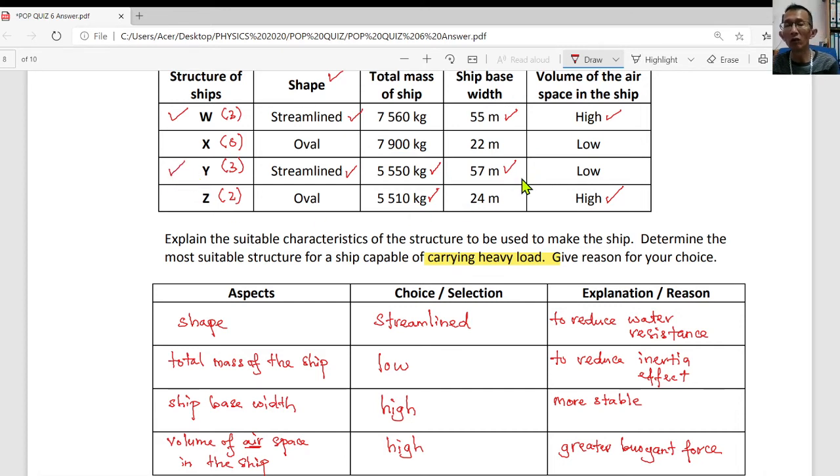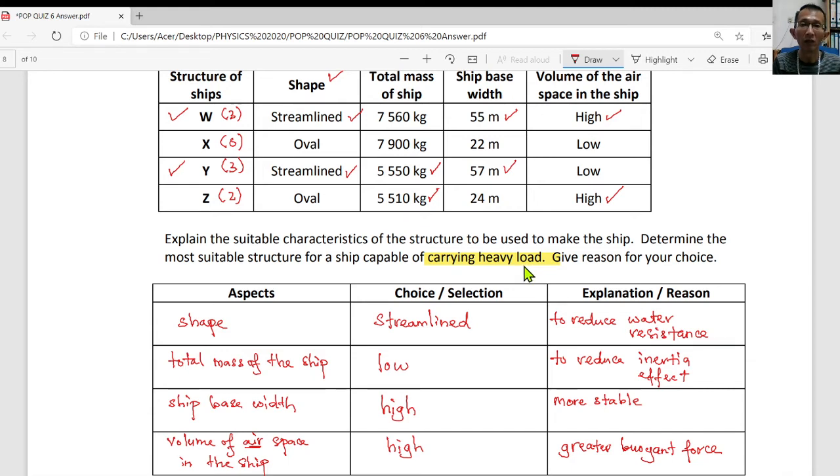So you have to make a wise decision. Okay, which one are you going to choose? Are you going to choose W or Y? Remember that we want the ship to be able to carry heavy loads. If the total mass of the ship is already heavy, so what can you say about the load that it can carry? Definitely the load that it can carry would be less heavy. Okay, do you follow me?